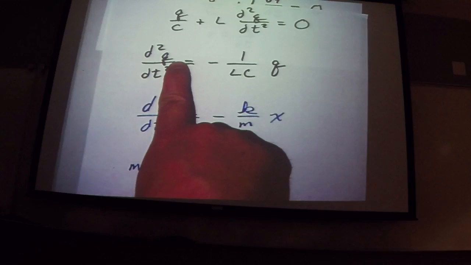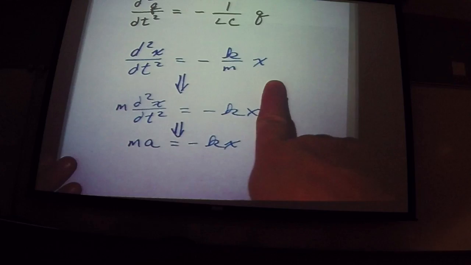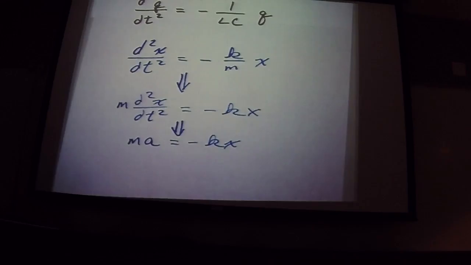So in other words, this Q, the solution to this is going to be sines and cosines. Sines and cosines, just like the simple harmonic oscillator. Okay? So now we can calculate different things by relating it back to this equation here.